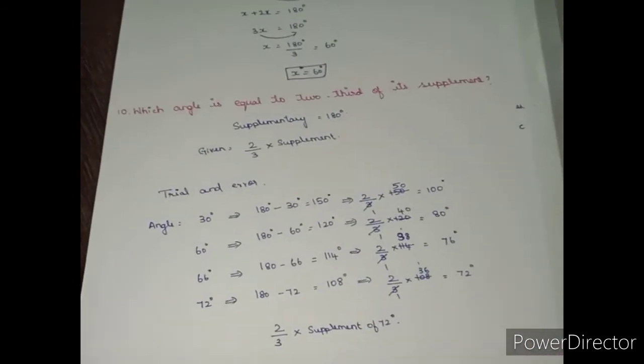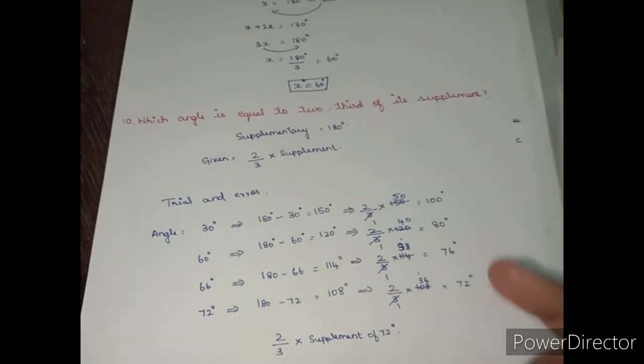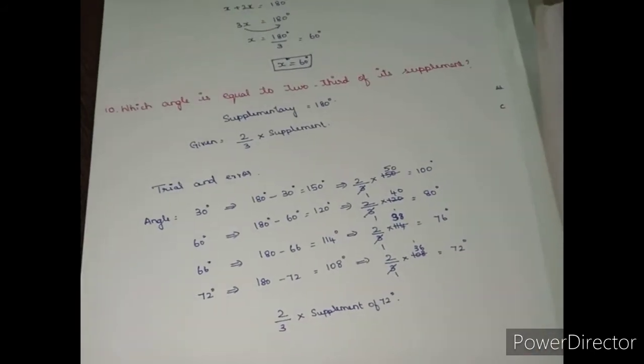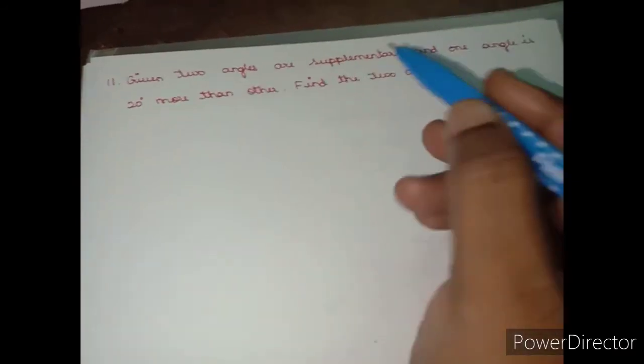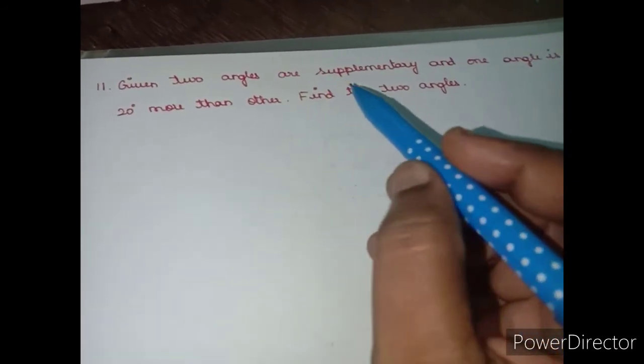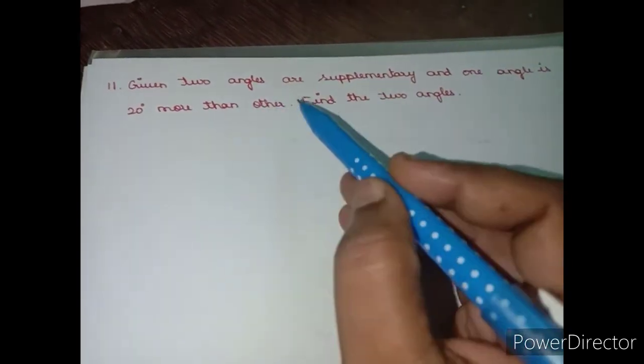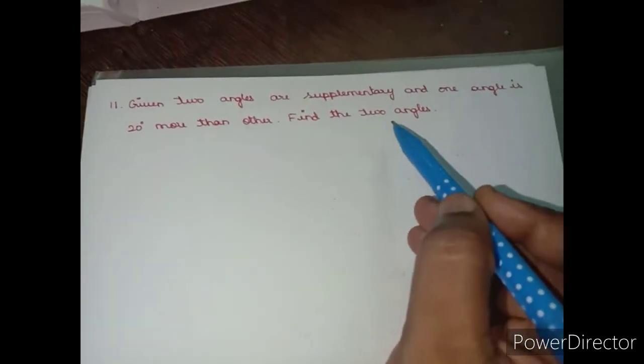This will be a little tricky question. If you work out 2 or 3 times, you will definitely understand. We'll go with the next question. See the next question. Given 2 angles are supplementary and one angle is 20 degree more than the other. Find the 2 angles. You have to read this question again to understand.